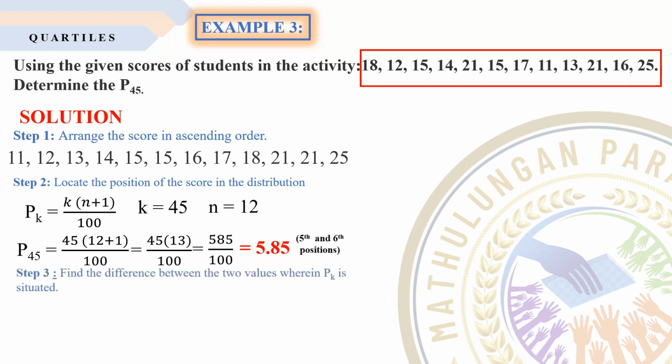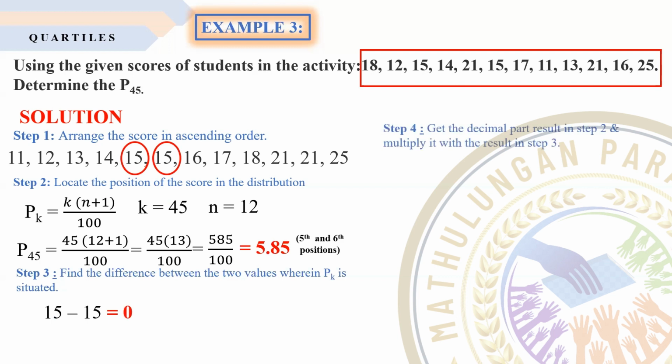Now, proceed tayo sa step 3. Find the difference between the two values wherein P sub k is situated. So remember, nasa 5th and 6th position tayo. So hanapin na natin sa ating data ang ating 5th and 6th position. So that is 15 and also 15. So subtract lang natin yan. 15 minus 15 is equal to 0.